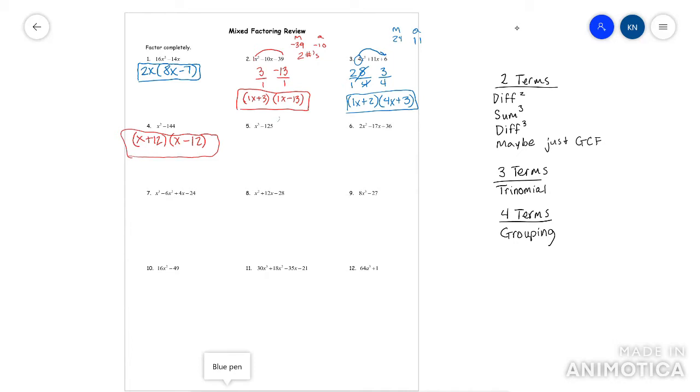Okay, this next one, 2 terms. So it's got to be one of these. It's a cube. It's a minus in the middle. So it's got to be a difference of cubes. So you go get your cube root of these things. Cube root of 125 is 5.